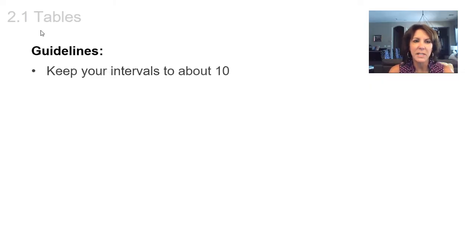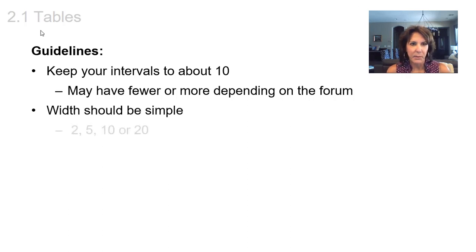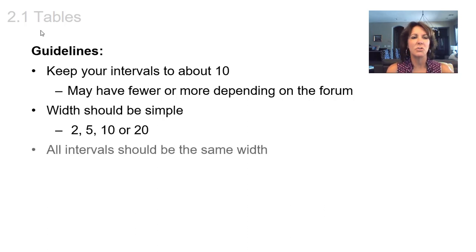Here are some guidelines to keep in mind when you are constructing a grouped frequency table. You want to keep your intervals to about 10. You go more than that, and then you just start to have a very long table. You can have fewer or more depending on the form, of course. Your width should be simple. So widths of 2, 5, 10, or 20 are good for the class interval. Having a width of like 7 is a little bit weird. So it just makes more cognitive sense to have widths of 2, 5, 10, or 20.